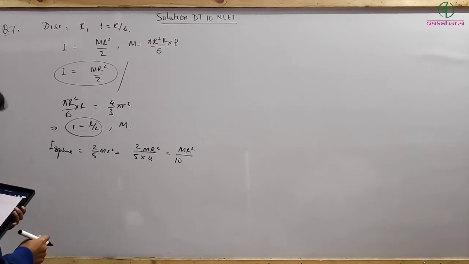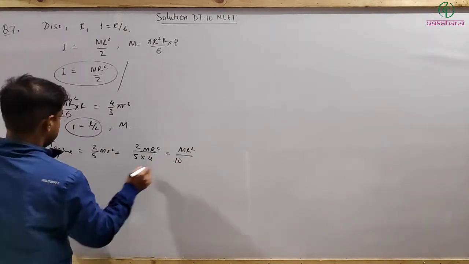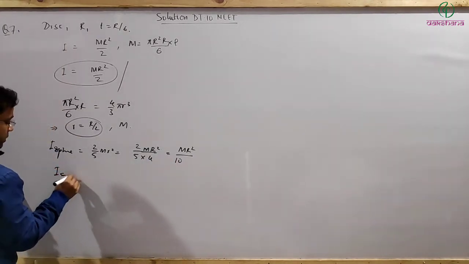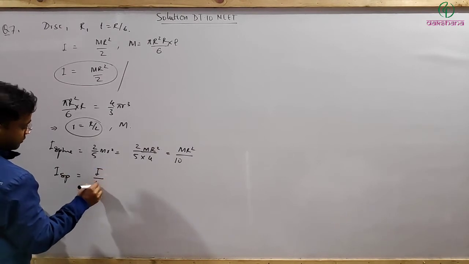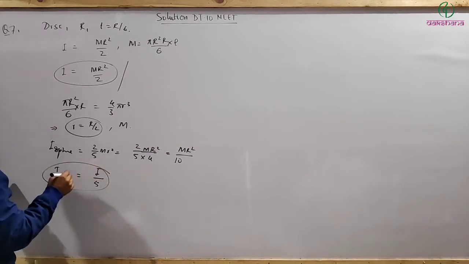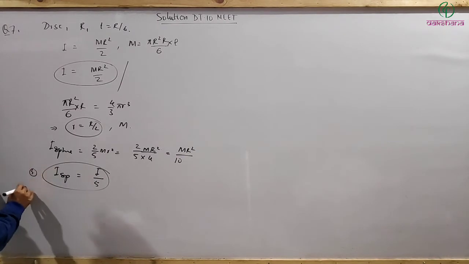So then the moment of inertia I sphere will be equal to what? I disk divided by 5. So that matches with option number 3. Next, question number 8.